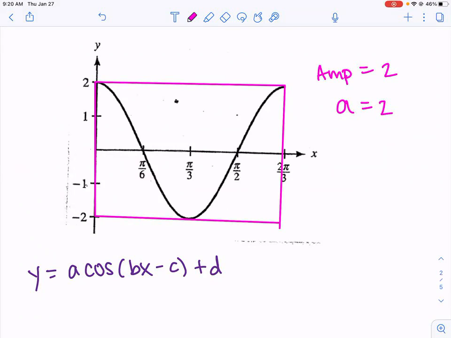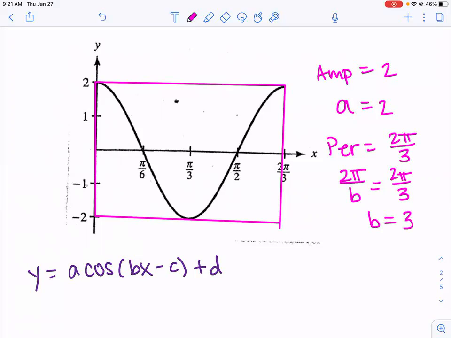Okay. Well, now let's find the length, the horizontal length of this frame. Okay. Well, our frame begins at x equals 0 and it ends at 2 pi over 3. So this frame has a length of 2 pi over 3. Our period is 2 pi over 3. Now we know that we calculate the period by taking 2 pi divided by B. So 2 pi divided by B equals 2 pi over 3. What does that mean B equals?